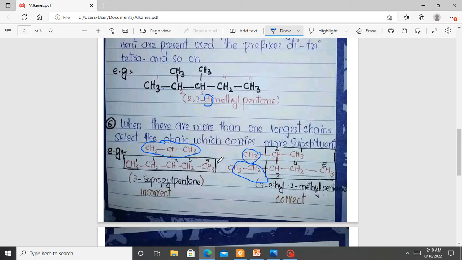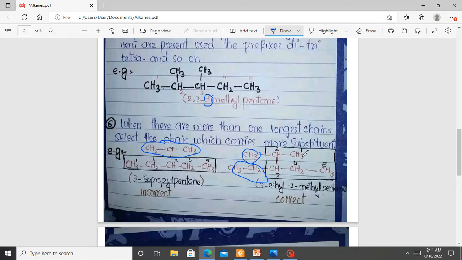When there are two possible longest chains in an organic compound, you have to select the one that has more substituent on it. So if you have this one, you have only one substituent, which is isopropyl. When we take this one, we have two substituents, which are methyl and ethyl. So for us to name it correctly, we select the one with more substituent, which is the second one here.